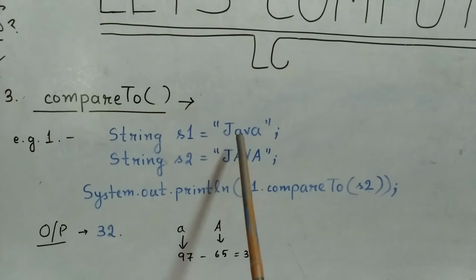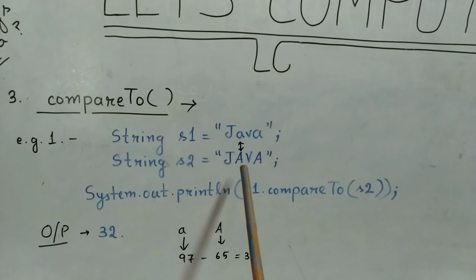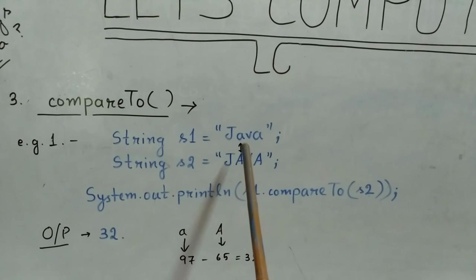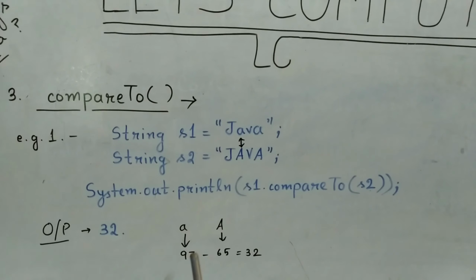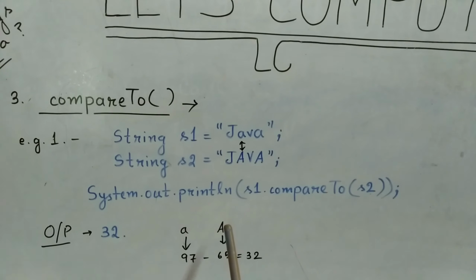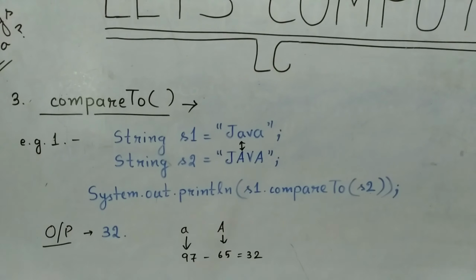In the first string it is small a and in the second string it is capital A. Java being a case sensitive language, it would detect it as a mismatch. Now, the ASCII value of small a is 97 and the ASCII value of capital A is 65. Hence 97 minus 65 equals 32.